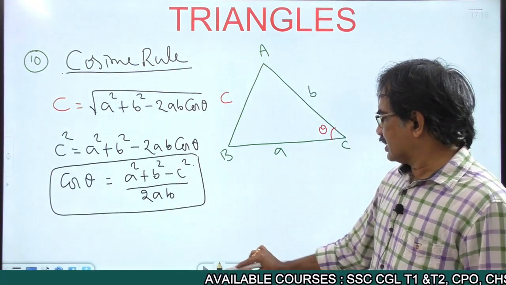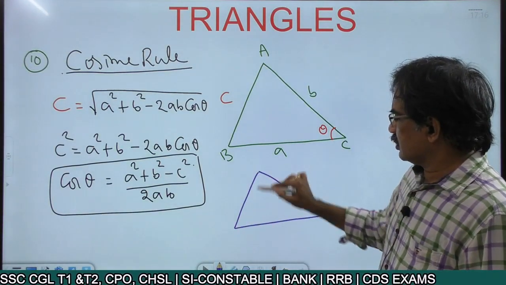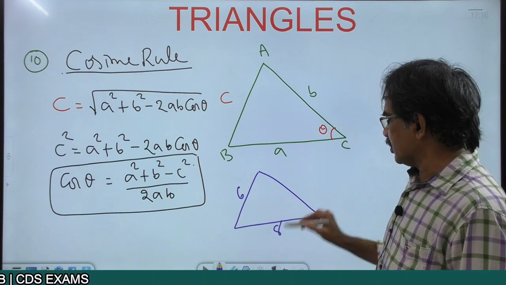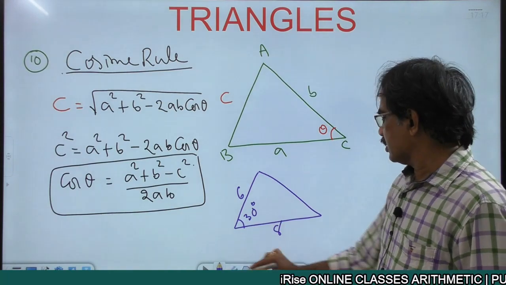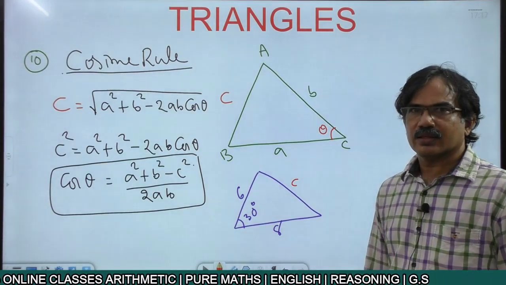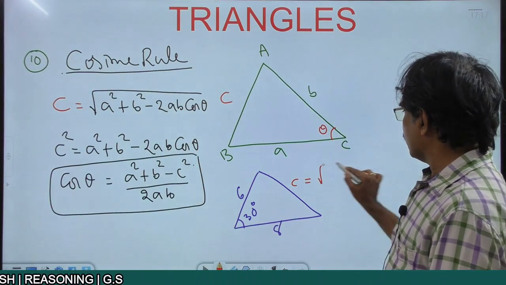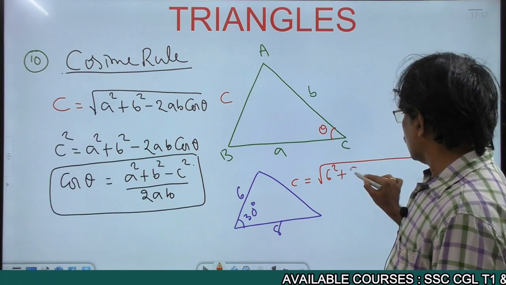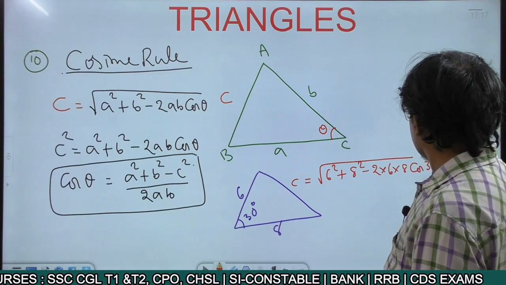I want to give a simple example here. This is a triangle. This is 6 centimeters. Let this be 8 centimeters, and this angle is 30 degrees. Then what is C? Here, if two sides and the included angle are given, the third side of the triangle is root of A square plus B square minus 2 into 6 into 8 into cos 30 degrees.